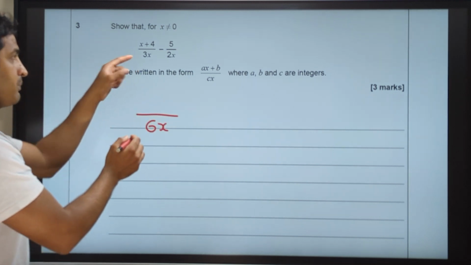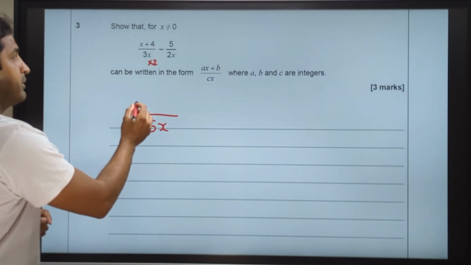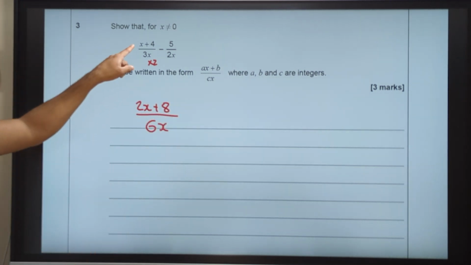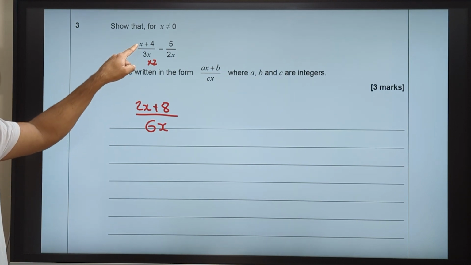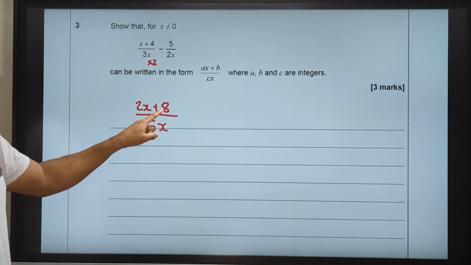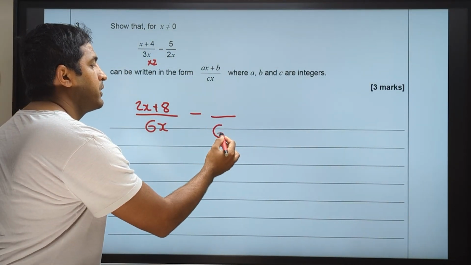So we're multiplying that 3x by 2 to get to 6x. So I need to multiply the top number by 2 as well. So we get 2x plus 8. When you multiply x plus 4 by 2, you get x times 2 is 2x, 4 times 2 is 8. And then we move on to the next part. Take away something over 6x.